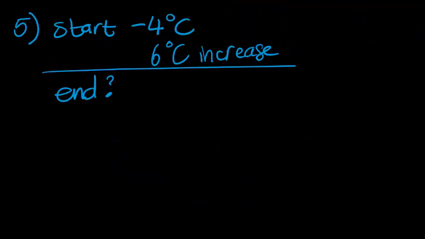Question 5 says that the temperature on a cold winter's day in Vancouver, Canada, was negative 4 degrees Celsius. It increased by 6 degrees Celsius by midday. What is the temperature at midday? So what I wrote down is that my start temperature is minus 4. Then my increase is obviously the change. The end is what is in question. I want the end. So my equation is start plus change equals ending temperature. So I'm going to say minus 4 degrees plus 6 degrees is equal to what?